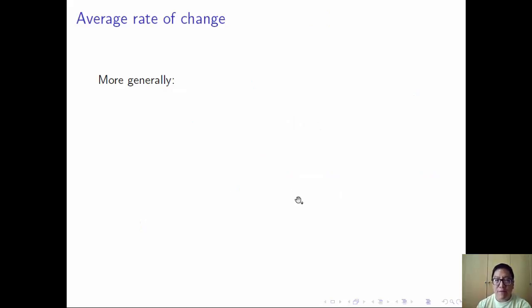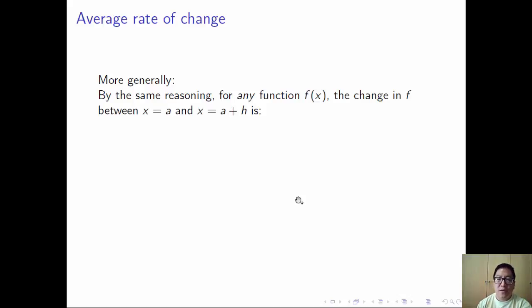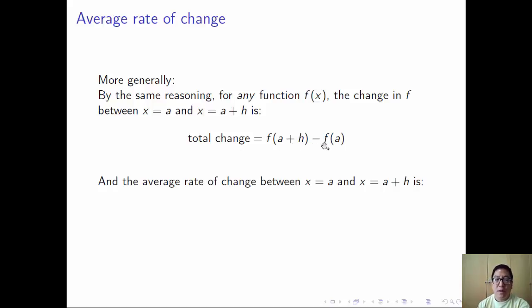More generally, if your function f represents not a displacement necessarily, but just some sort of general function, that is, for any function f of x using the same reasoning, the change in f between x equals a and x equals a plus h is, well, you start off at f of a and you end up at f of a plus h, so the total change is f of a plus h minus f of a, which means that the average rate of change between x equals a and x equals a plus h is that total change, f of a plus h minus f of a, over what you had to change in x to get that change in y. So that's f of a plus h minus f of a all over h.